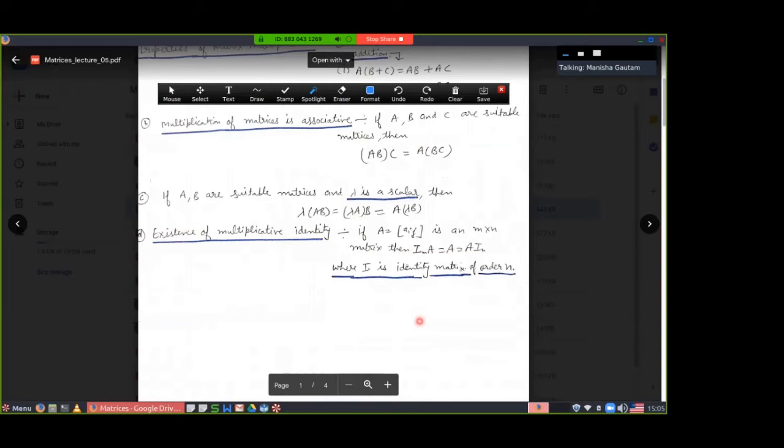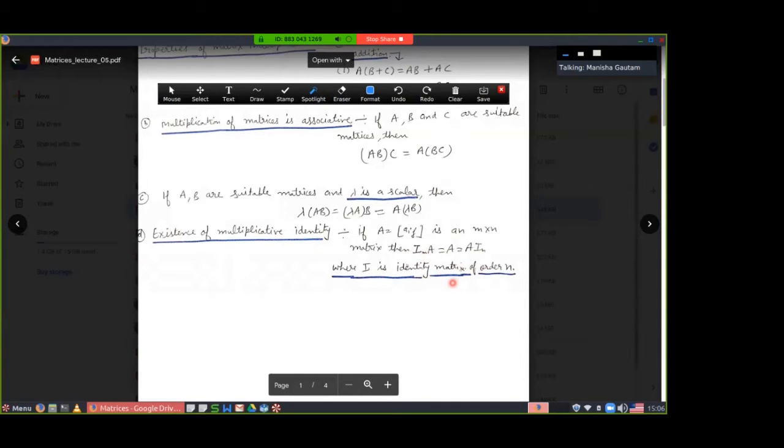Next one, existence of multiplicative identity. If A equal to Aij is a matrix of order m by n, then I multiplied by A is equal to A multiplied by I. I has the suitable order; multiplication of I and A must be defined. You have to take I as defined for multiplication with A. I is the identity matrix.